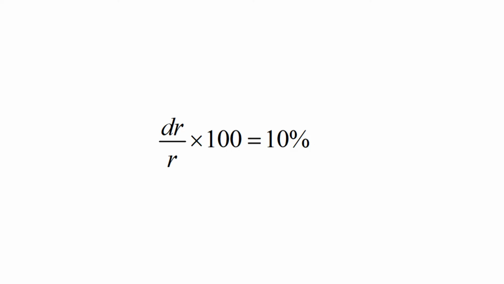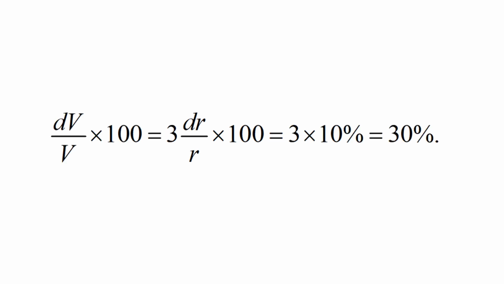So, a 10% increase in r, that is dr by r times 100 is equal to 10%, implies dV by V times 100 is equal to 3 times dr by r times 100, which is equal to 3 times 10%, which is equal to 30%. Hence, a 10% increase in the radius of the pipe will produce a 30% increase in the flow of fluid through the pipe.